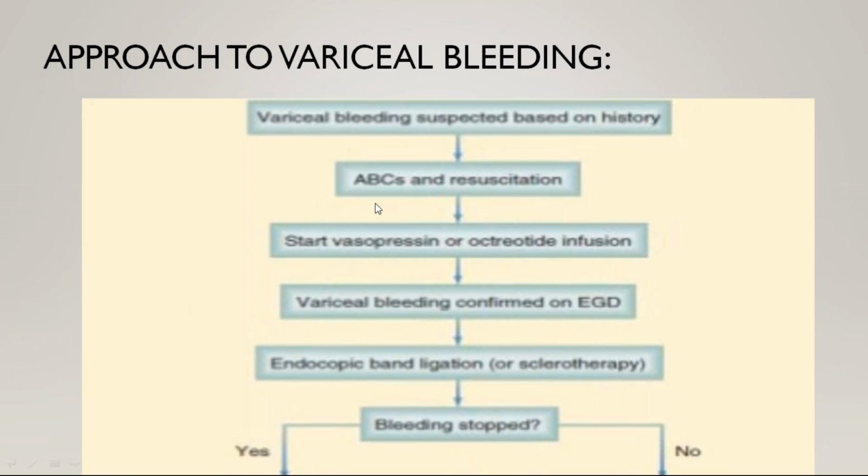Approach to variceal bleeding. Variceal bleeding is suspected based on history, and we have to resuscitate the patient with ABC: airway, breathing and circulation. Start vasopressin or octreotide infusion. When we find the bleeding spot, we can use the vasopressin or octreotide. These will constrict the bleeding vessel and reduce the bleeding.